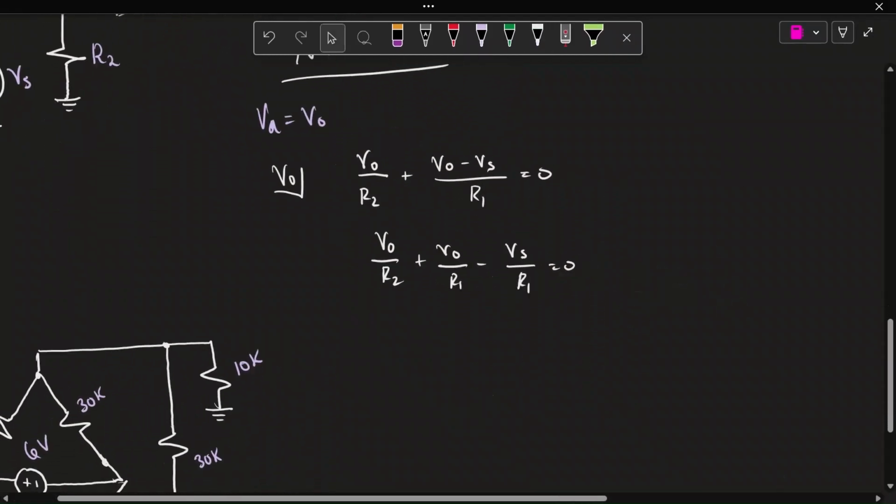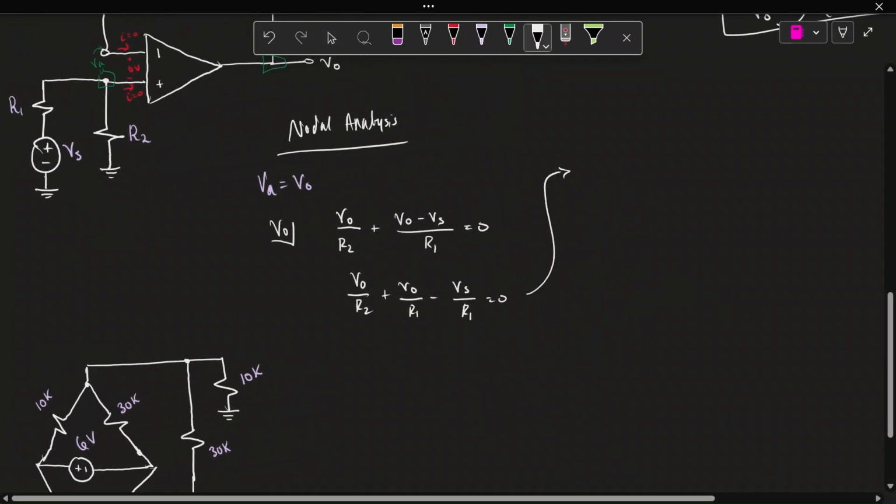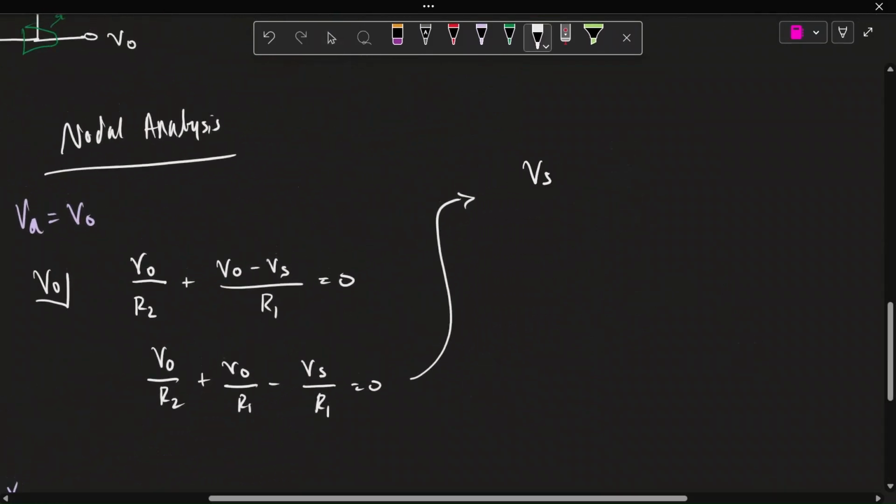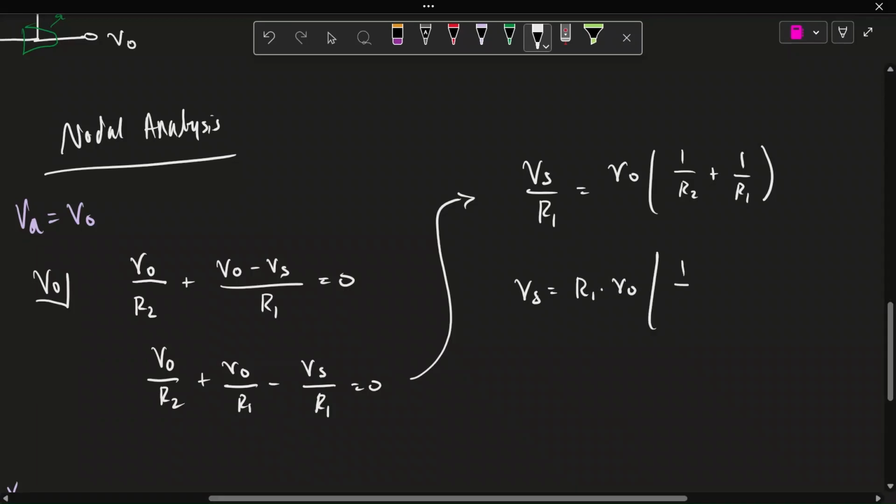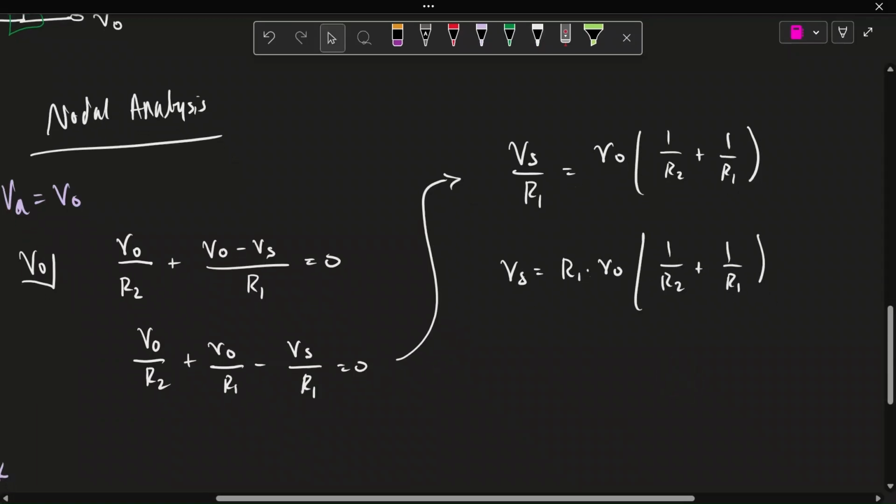Adding VS over R1, we get VS over R1 is equal to VO times 1 over R2 plus 1 over R1. Then we multiply by R1, we get VS is equal to R1 times VO times 1 over R2 plus 1 over R1. Multiplying R1, we get VS is equal to VO times 1 plus R1 over R2.